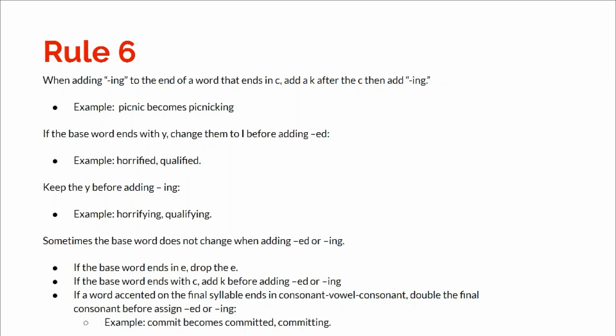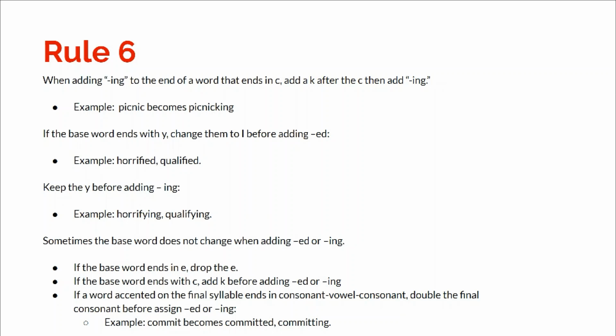Sometimes the base word doesn't change when adding ed or ing. If the base word ends in E, drop the E. If the base word ends with C, add a K before adding ed or ing. If a word accented on the final syllable ends in consonant vowel consonant form, double the final consonant before adding the ending ed or ing.